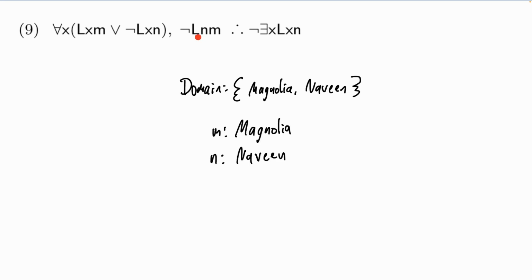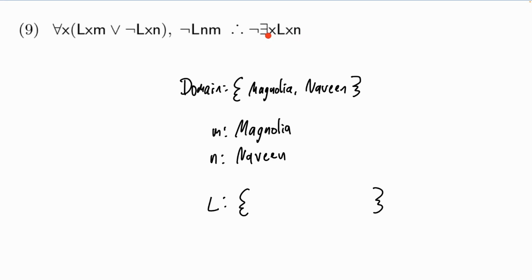And then to make LNM false, we need to make sure that the pair Naveen-Magnolia is not in the extension of L. So we don't want to put Naveen-Magnolia in here, and that will make LNM false, which will make the negation of it true. So far we've got the second premise being true. Now let's look at the conclusion. We want to make the conclusion false. The conclusion is the negation of this existential. So we want to make this existential statement true.